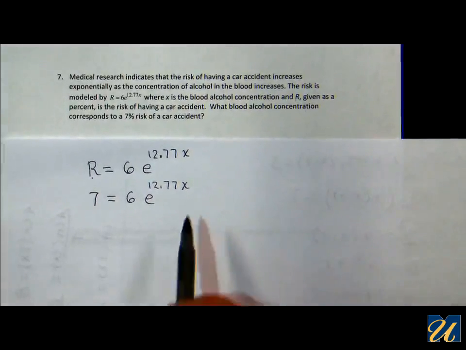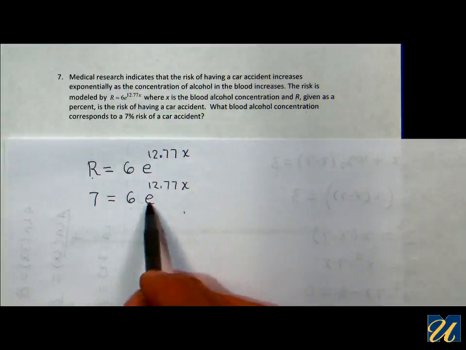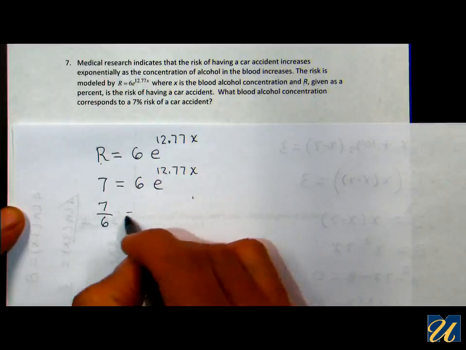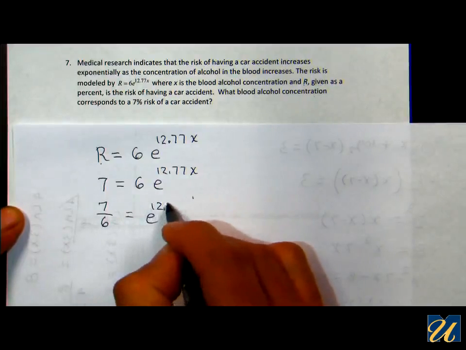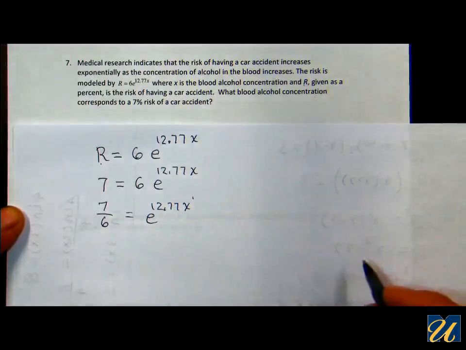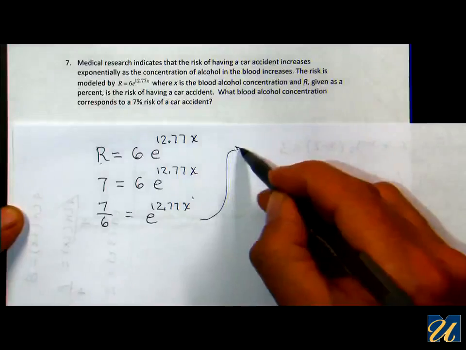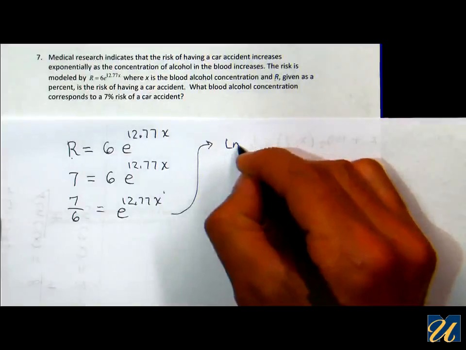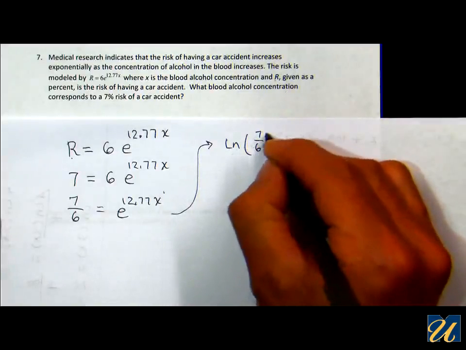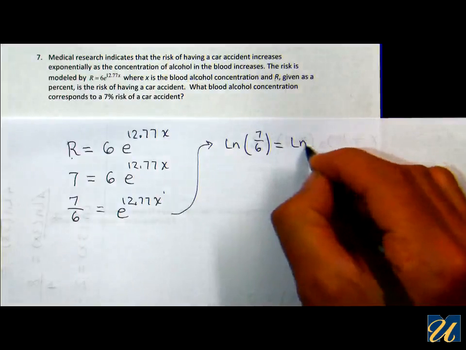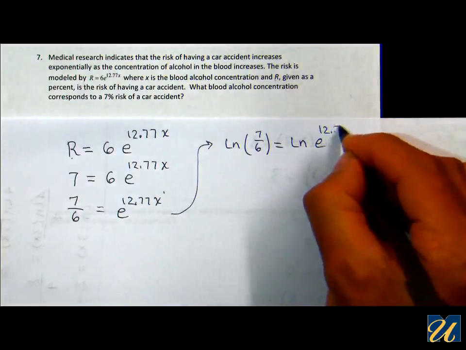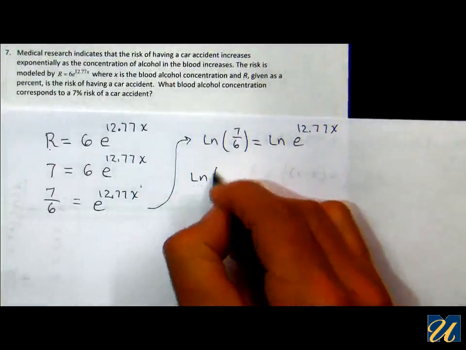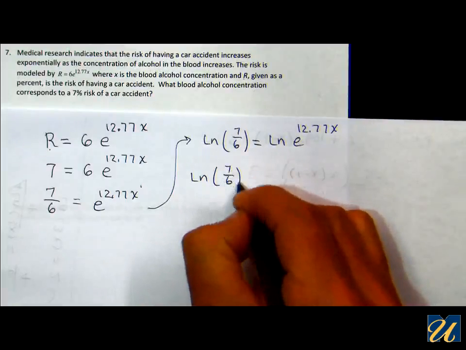Okay, notice your exponential equation right here. Your exponential is not isolated. So you have to first divide both sides by that exponent, e to the 12.77x. Okay, so let's come back up here. So now we need natural log of both sides. So we'll take the natural log of 7 divided by 6 and the natural log of e to the 12.77x.